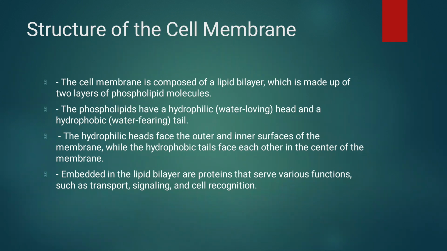Then the structure of the cell membrane. The cell membrane is usually composed of a lipid bilayer, that is, it is made up of two layers of phospholipid molecules. This phospholipid has a hydrophilic and a hydrophobic part. The hydrophilic head means water loving, and the hydrophobic tail means water fearing. The hydrophilic heads face the outer and inner surface of the membrane, but the hydrophobic tails will face each other in the center of the membrane.